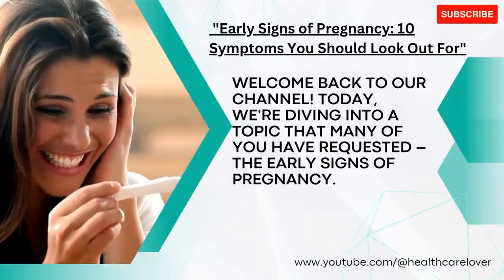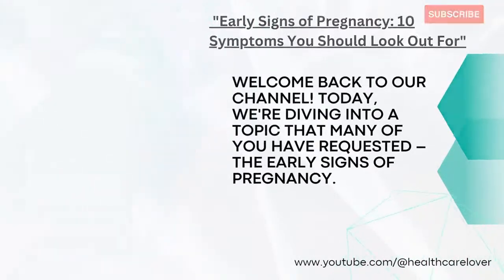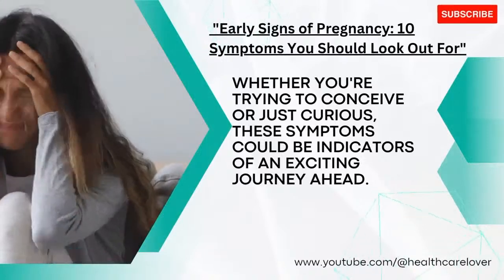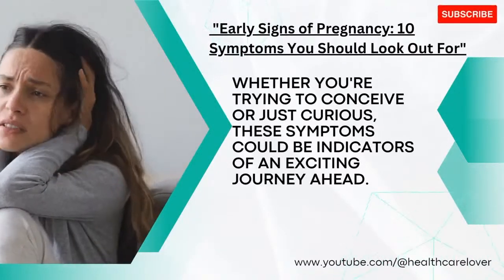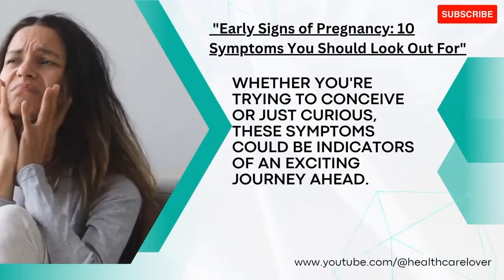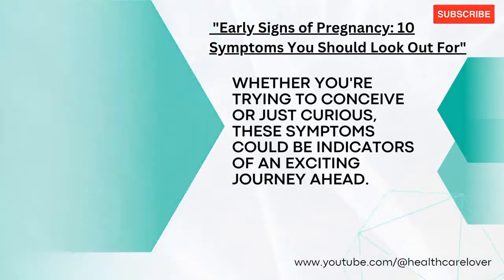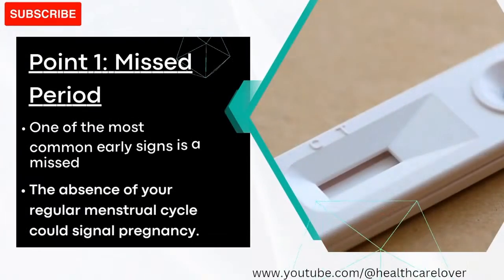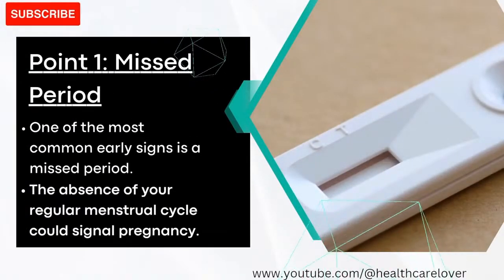Today, we're diving into a topic that many of you have requested, the early signs of pregnancy. Whether you're trying to conceive or just curious, these symptoms could be indicators of an exciting journey ahead. Point 1. Missed period. One of the most common early signs is a missed period. The absence of your regular menstrual cycle could signal pregnancy.